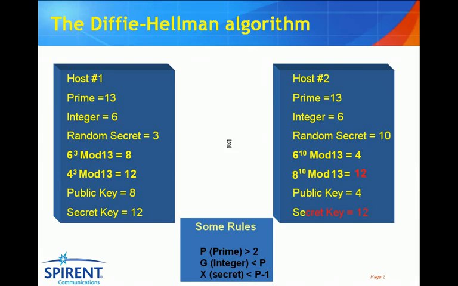If we reverse the process and host number 2 does exactly the same piece of math, transmitting its public key across, you can see by looking at the diagram that the same secret key will be generated. Now, despite the fact that a lot of this information has been transmitted in the public environment, the random secrets were never transmitted in the clear. It's extremely difficult to reverse factor these numbers, and that's why we have so much security using the Diffie-Hellman algorithm.